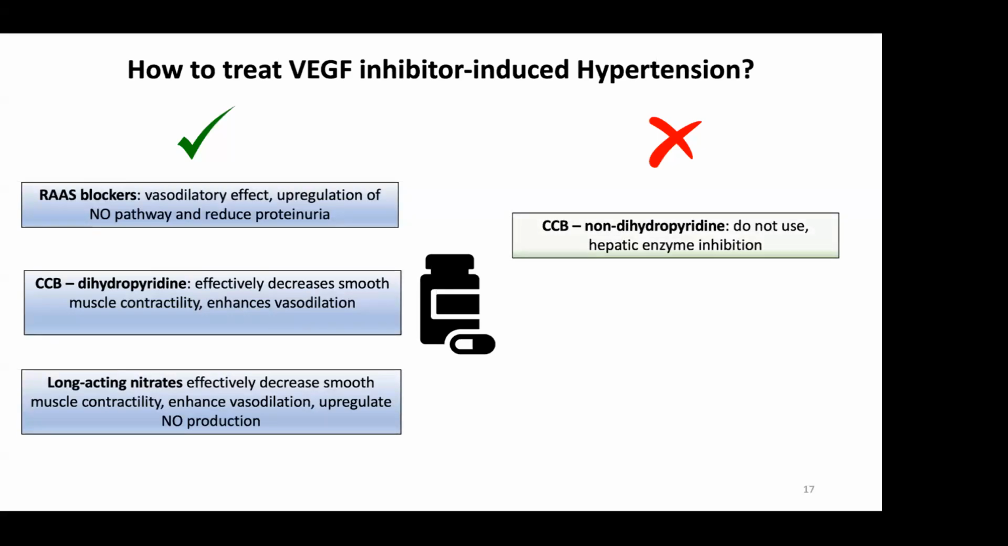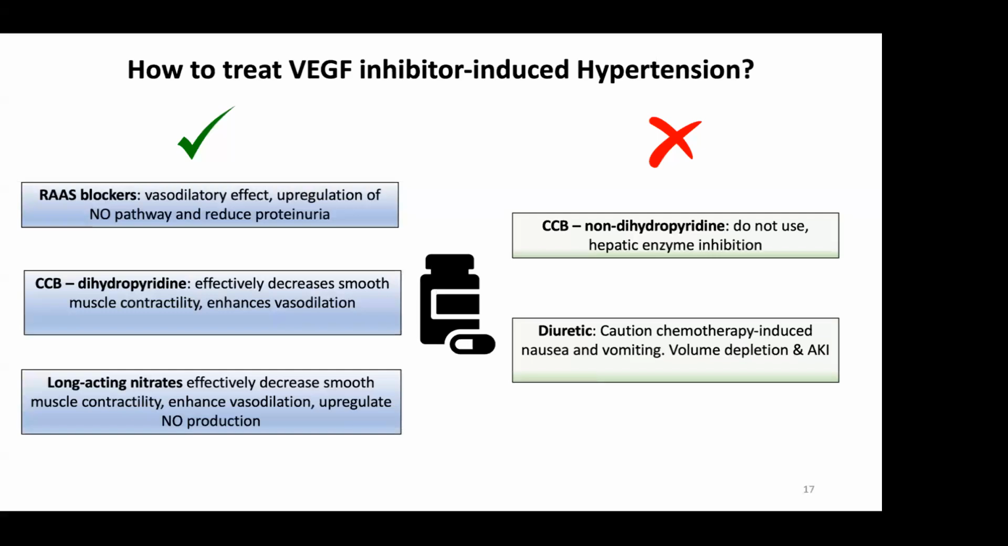What do we avoid is non-dihydropyridine calcium channel blockers, like diltiazem, because they cause hepatic microsomal enzyme inhibition, and because of that, the levels of the cancer drug can go up. And diuretics per se are not contraindicated, but you have to be cautious because many of these patients may have accompanying cancer-related cachexia, nausea, vomiting, volume depletion, and are inherently prone to develop acute kidney disease.